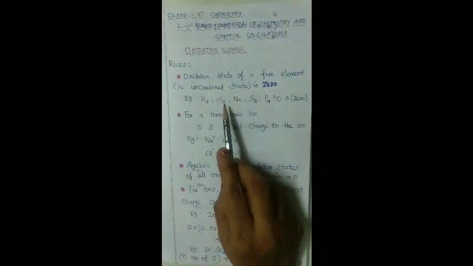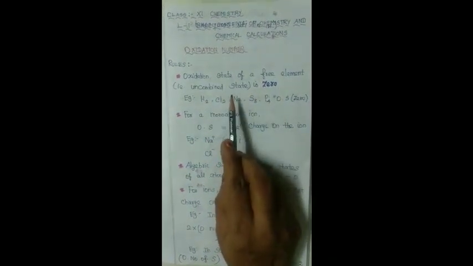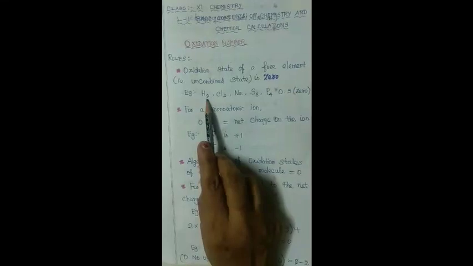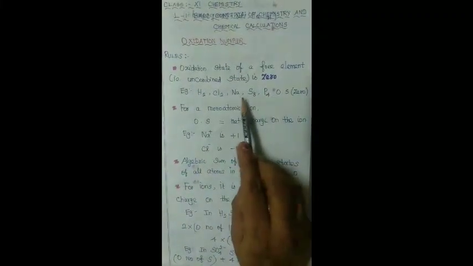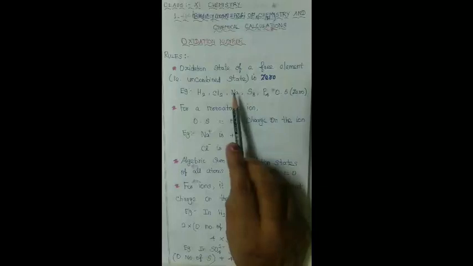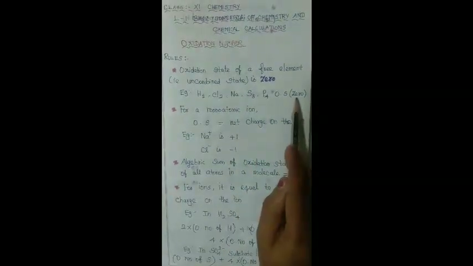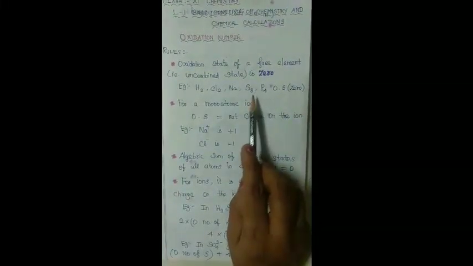First rule, oxidation state of a free element, that is uncombined state, is 0. So uncombined state la oxidation number வந்து 0. Okay? Example, hydrogen, chlorine, sodium, sulfur, phosphorus. So for these molecules and atoms, the oxidation state is 0. That is the first rule.